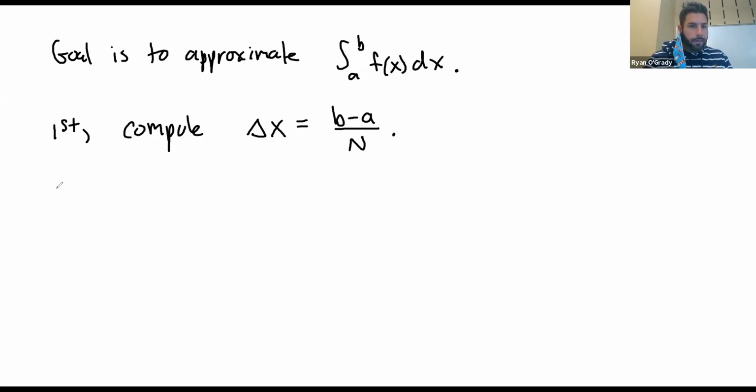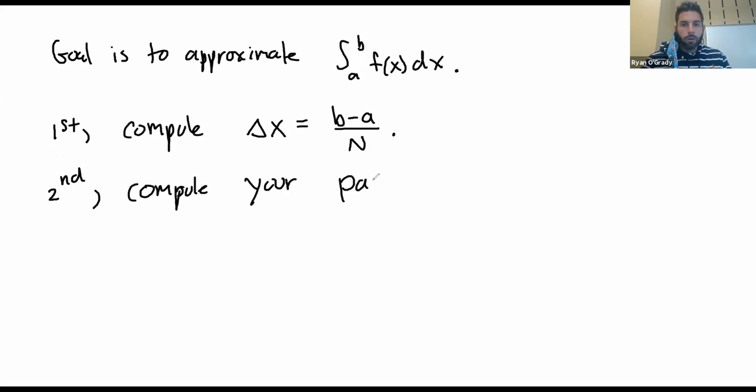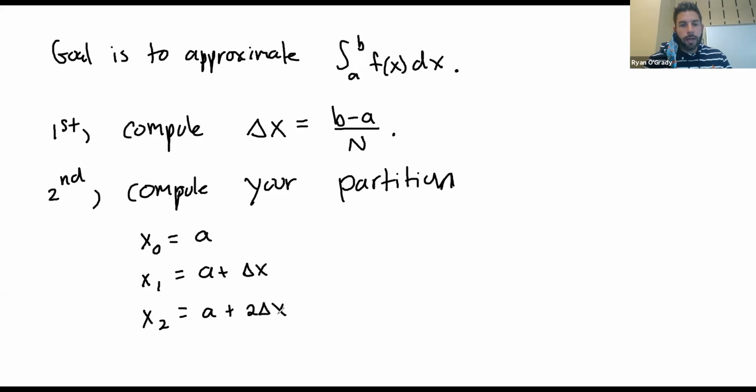Once you do that, then you compute what we call your partition. What is your partition? Your partition are the x sub i's. So what is the rule for these? X sub 0 is a. X sub 1 is a plus delta x. X sub 2 is a plus 2 delta x. And this pattern goes on and on.